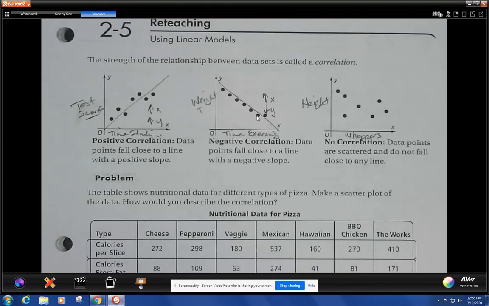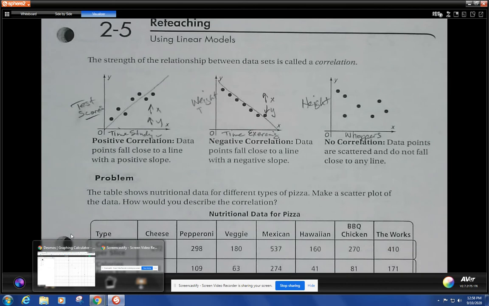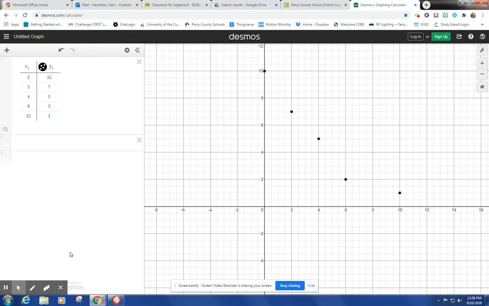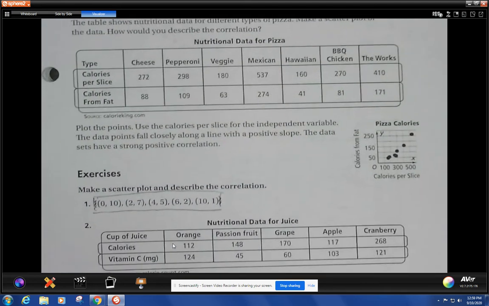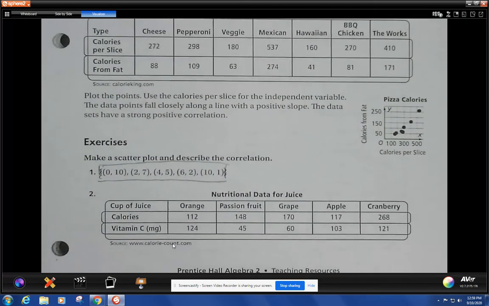It is a negative correlation, not positive, I'm sorry, because the points, if I were to draw a line, are really, really close to what I have. So on this question right here, we'll go back down to the question: make a scatter plot and describe the correlation. Well, the correlation here is going to be a negative correlation.